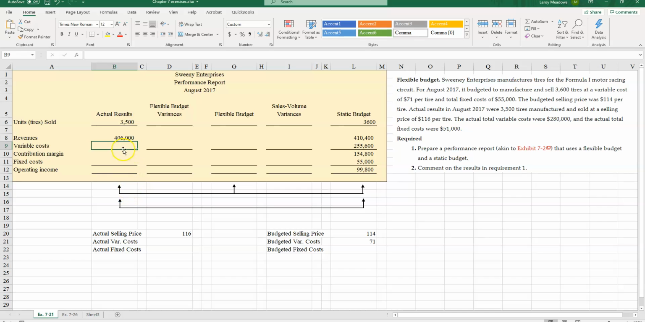Now, let's take a look at variable costs. Now, in this example here, they gave us total variable costs of $280,000. So, since I don't need to actually compute the actual variable cost per unit or use it because they gave me the total, I do want to get that actual variable cost per unit though, because I want to make an analysis later. So, what are my total variable costs? My total actual variable costs are $280,000. So what was my actual contribution margin? It's my actual revenues minus my actual variable costs.